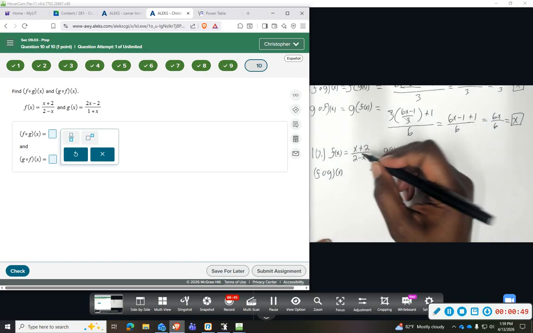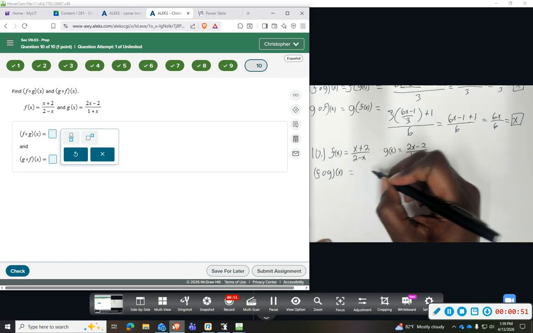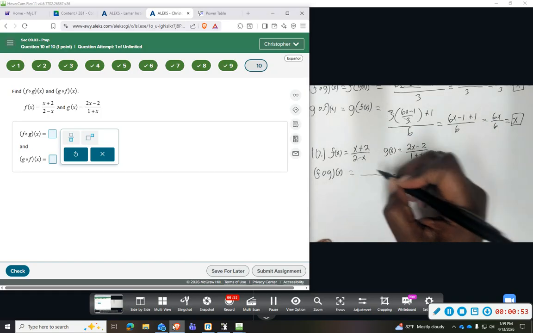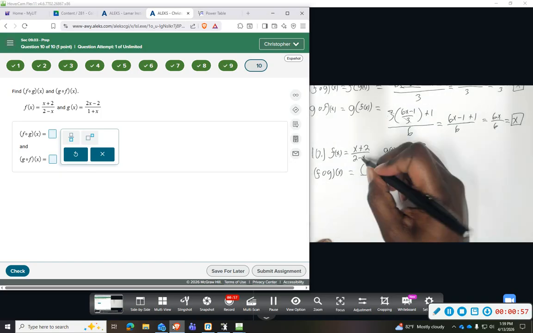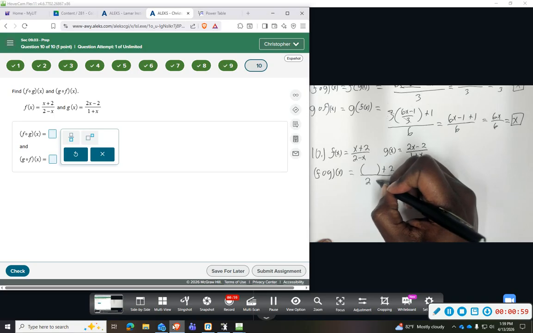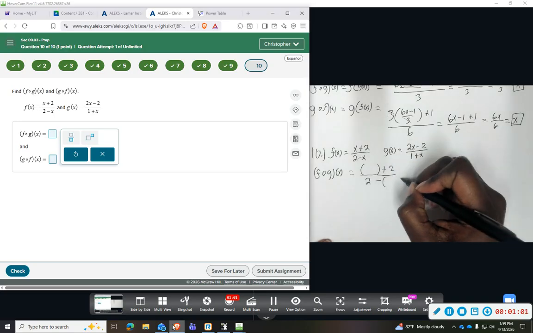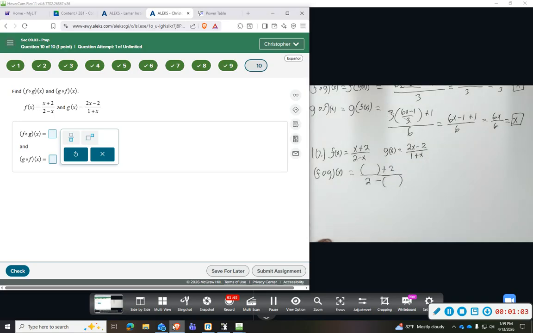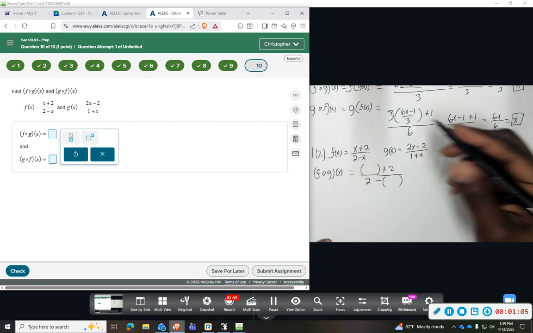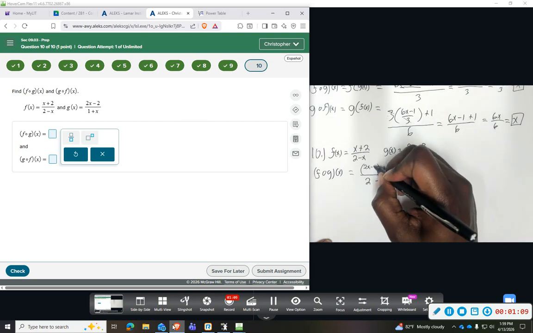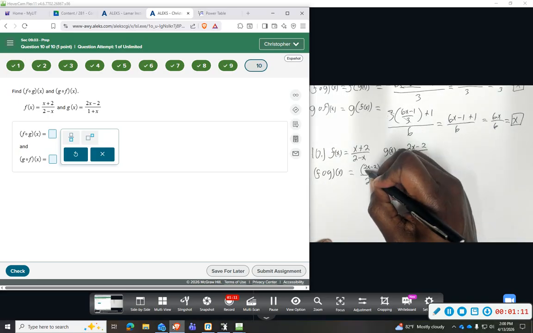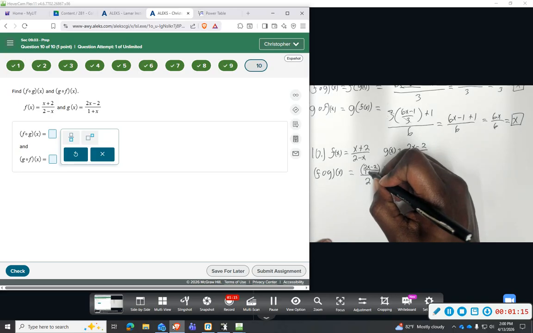So start with the f equation. We have x plus 2 divided by 2 minus x. Right now, just leave the x blank, and then I replace it with the g, 2x minus 2 over 1 plus x.